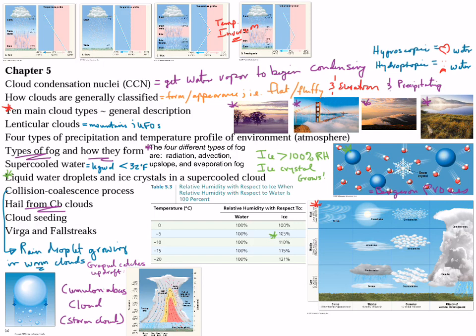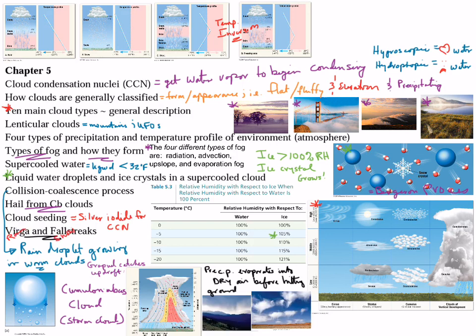The next one, cloud seeding. You can use carbon dioxide too, but I think on your test it says silver iodide. Basically you spray that in the air as kind of fake cloud condensation nuclei, CCN. And the last two terms, I think you had a homework question about this.